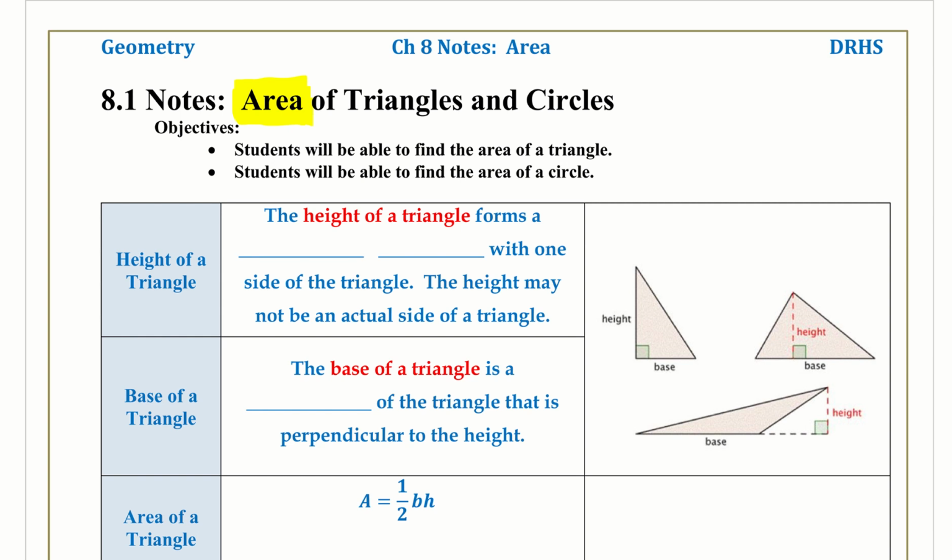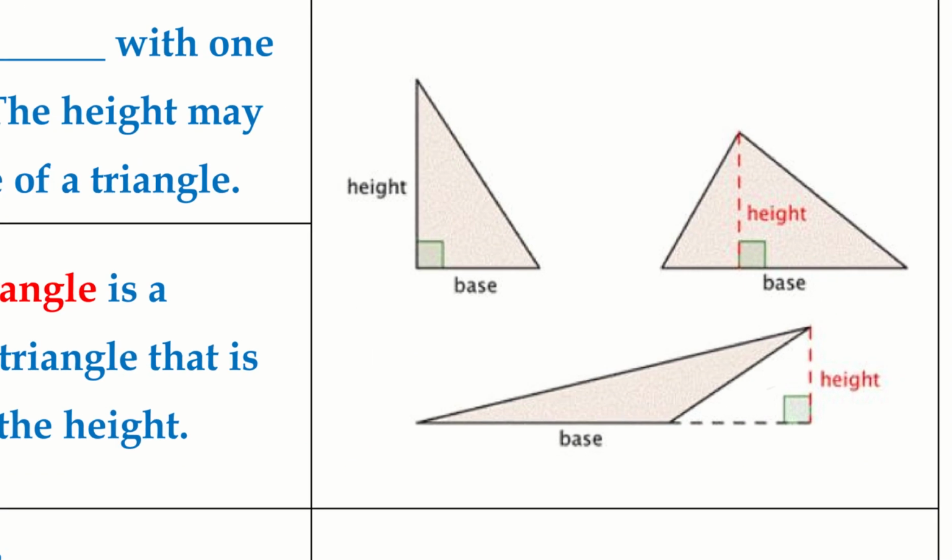But the goal is for you to be able to find the area of a circle and the area of a triangle after today. When we're talking about the area formulas, we need to have some vocabulary in place. The first one is the height of a triangle. The height of a triangle forms a right angle with one of the sides of the triangle. Now, this can look a lot of different ways. It might actually be a side of a triangle, but it might not be. Let's take a look at some of these.